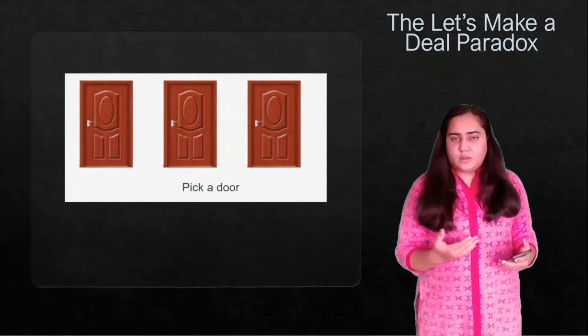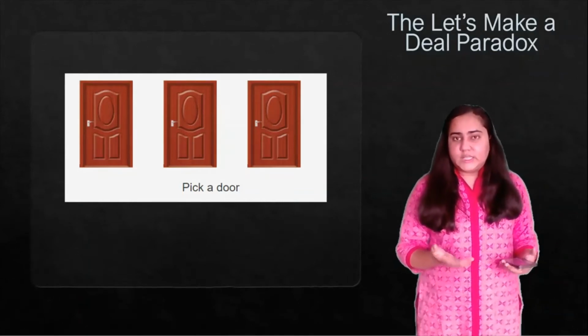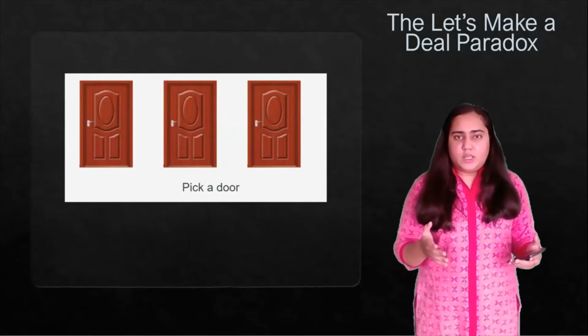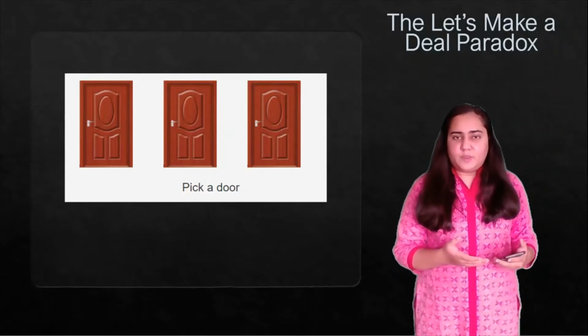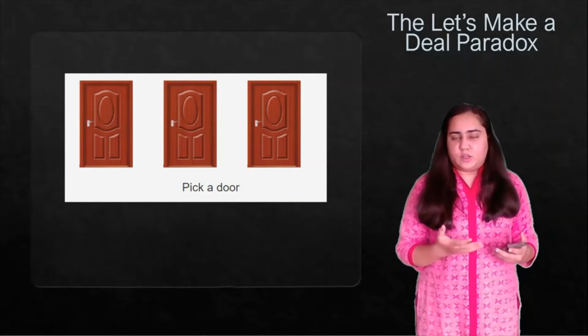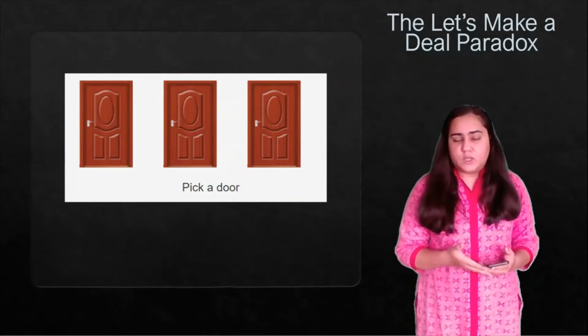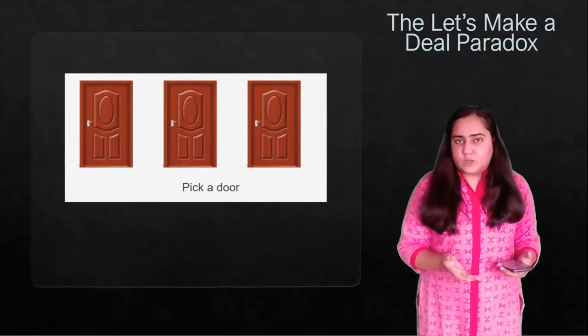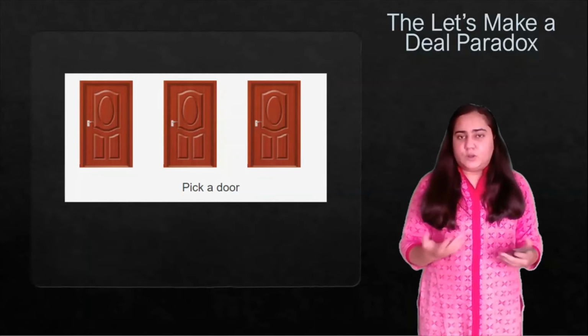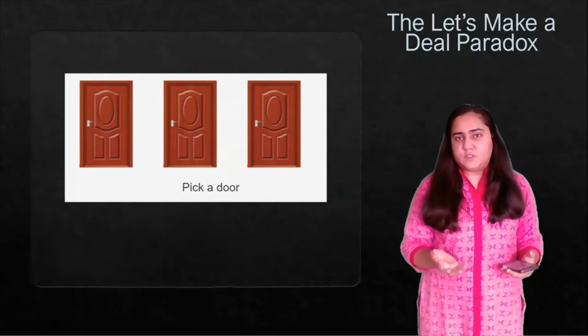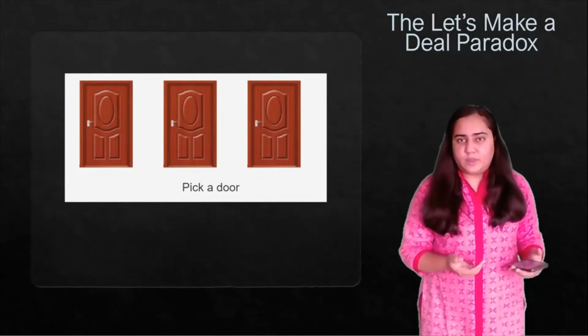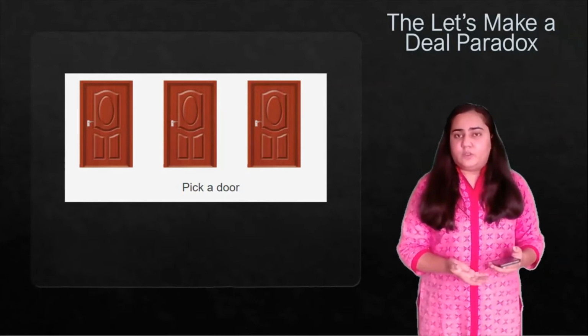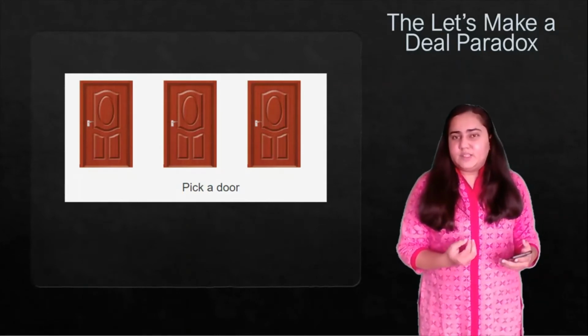Now, behind one of the doors, there's a very nice gift. Something very nice, very attractive, a good gift behind one of the 3 doors, but only behind one of the 3 doors. The other 2 doors do not have anything. So that was the game, and the person has to just come and choose one of the 3 doors. But then there's a little twist.